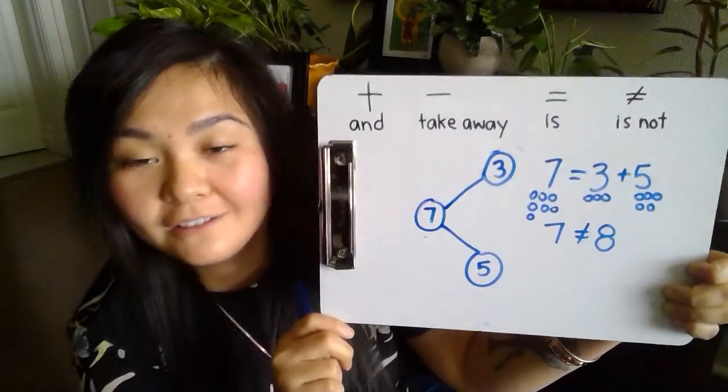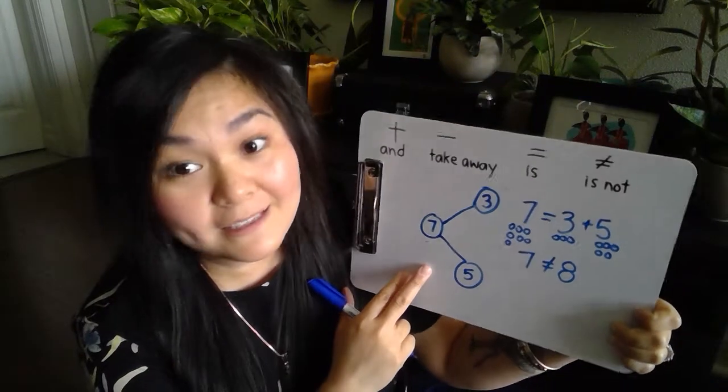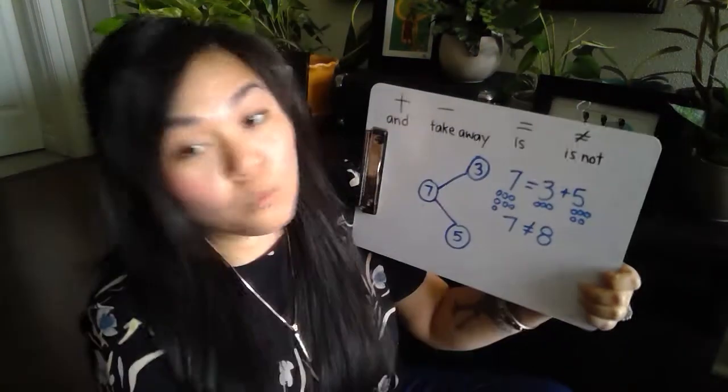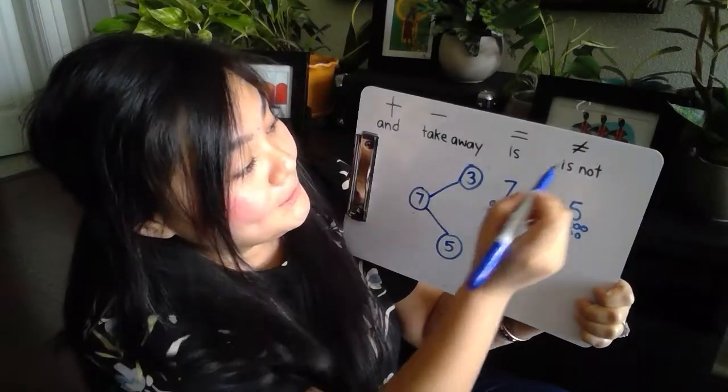Now that we know that this number bond is false and it doesn't make sense, our job is to edit it to make it true. One way I could do that is by using the is not sign.